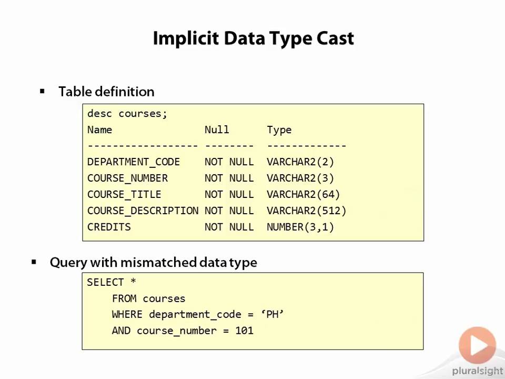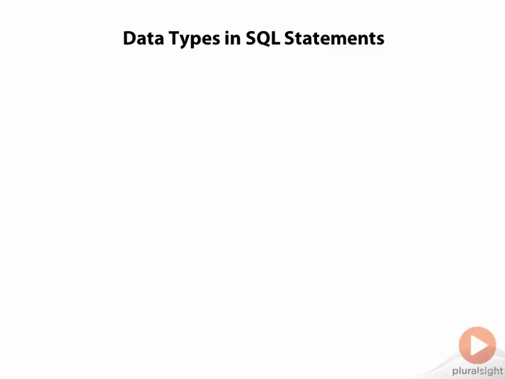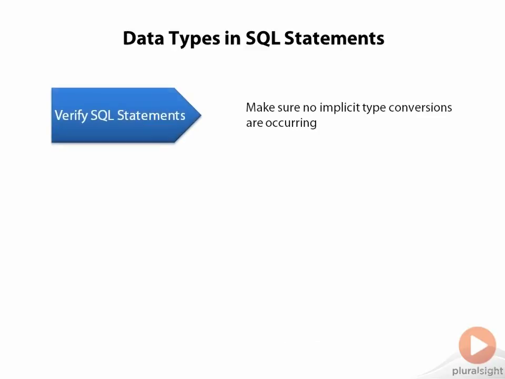Now Oracle will not error, it will run this statement for you just fine, but it will not use any indexes that have been built over the course number column due to this implicit data conversion that's going on. The solution to this problem is very easy. You want to make sure that the data types you use in your SQL statements always match up with the data types defined in the table. This is more of an issue of attention to detail rather than anything else, but you do need to be mindful of these data types. Otherwise, your index may not get used and the performance of your statement will be adversely affected.